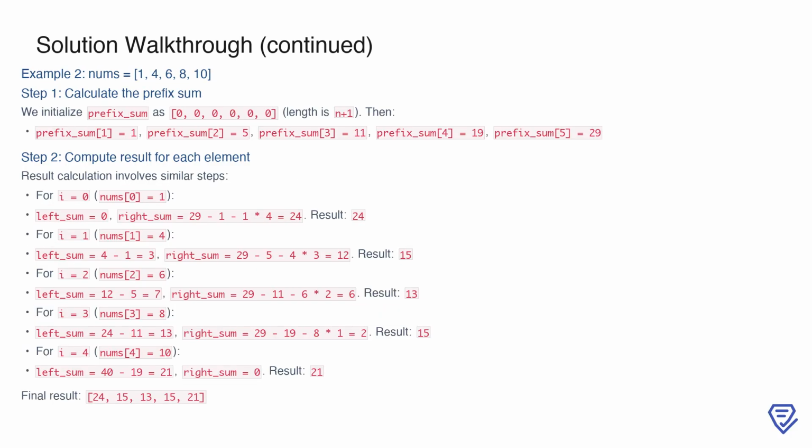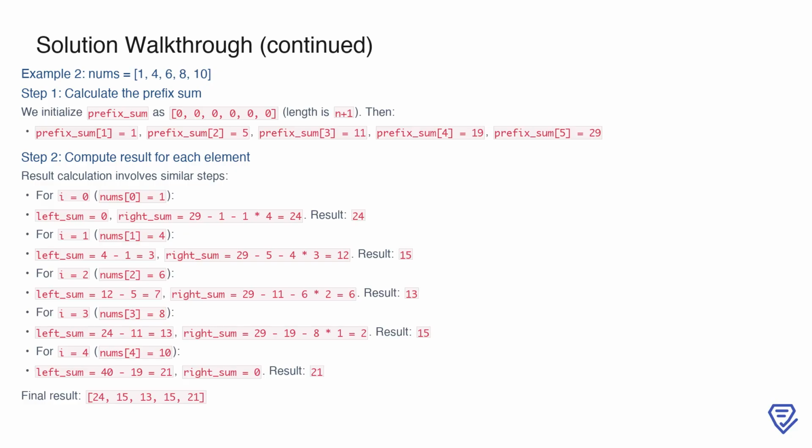Let's look at another example where nums is 1, 4, 6, 8, 10. The first step is to compute the prefix sum. Starting with an array of zeros of length n plus 1, we calculate each entry by adding the corresponding nums value to the previous prefix sum. This gives us 0, 1, 5, 11, 19, 29.